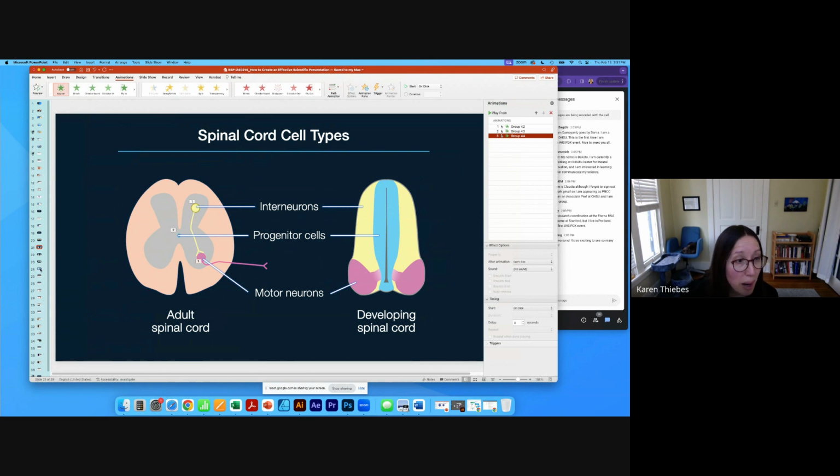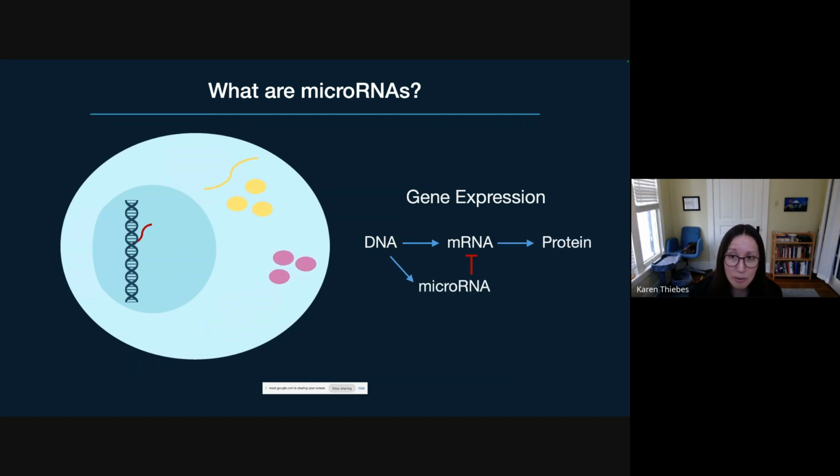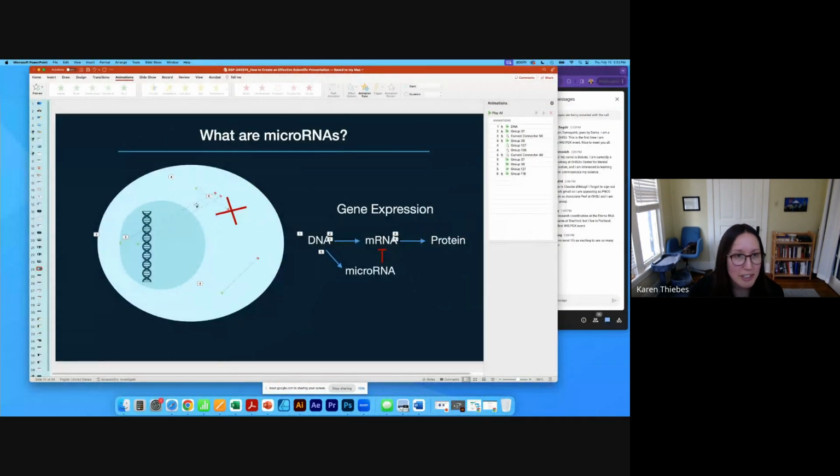A little more complicated way to do this is to hide things under different layers. So for this one, I'm just going to quickly do the animation where DNA makes mRNA, which makes proteins, microRNA is made, and it represses the expression of protein, right? It chops up this mRNA. In order for this animation to work, it's kind of crude, but it works pretty well.